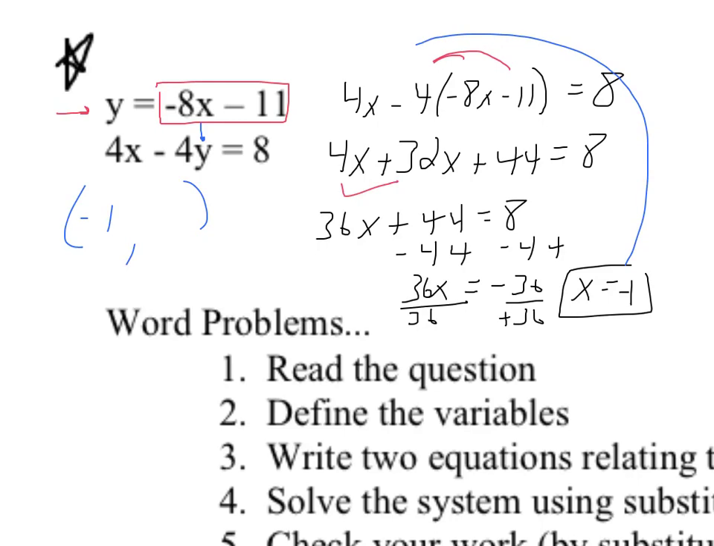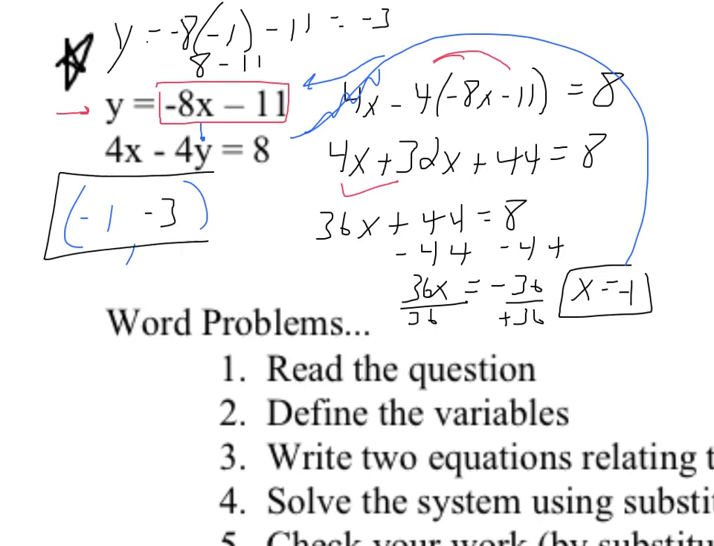So again, we can plug it into either one of these equations, but the most efficient one is the first equation. So we go y equals negative 8 times negative 1 minus 11. And that will give us a positive 8 minus 11, which is a negative 3. And that is the coordinate where they would intersect. So at negative 1, negative 3 is where the two lines would intersect if we were to graph them. And this ends Section 5, Video 2.